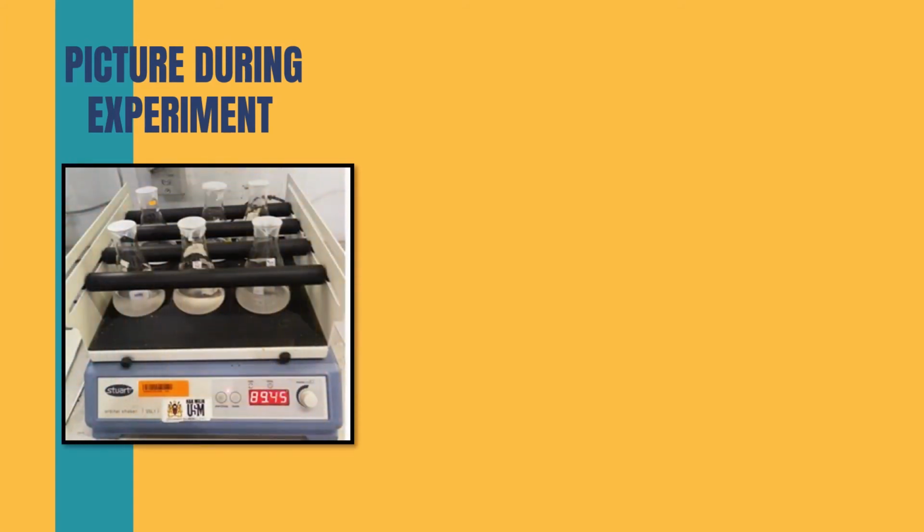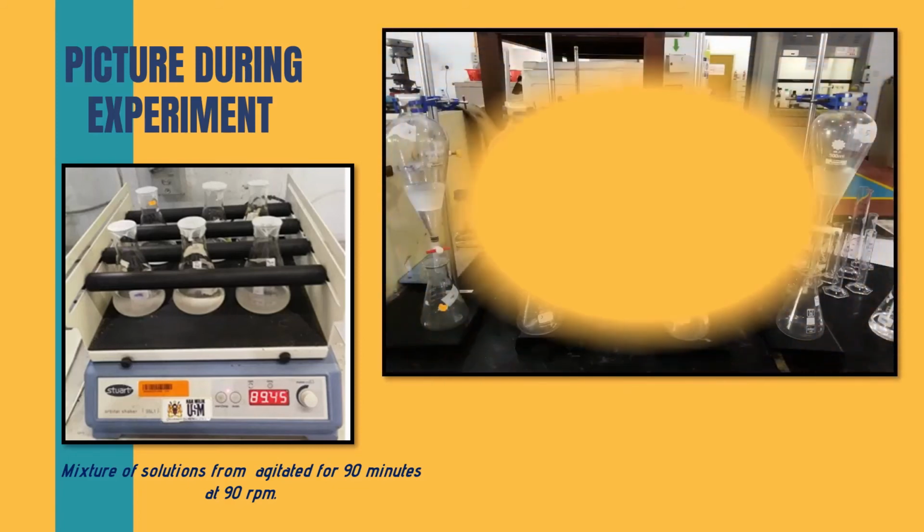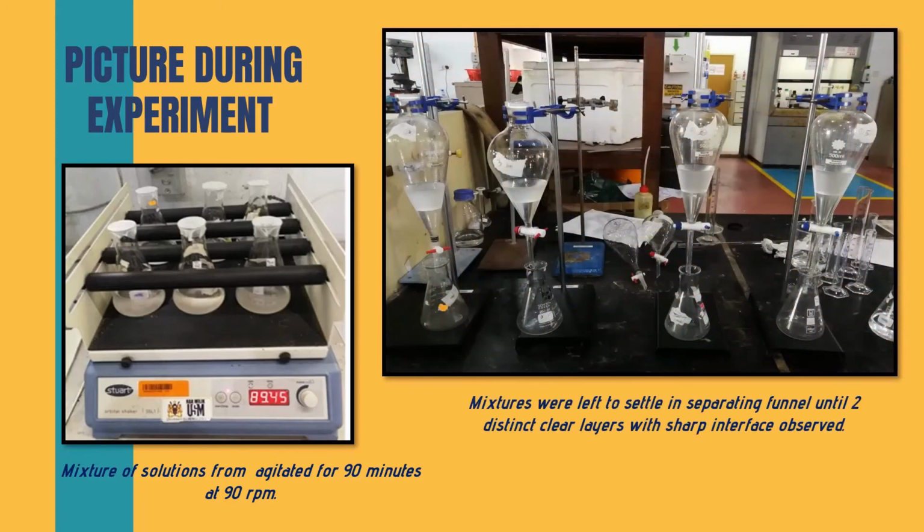This is the picture during our group conducting this experiment. So, the mixture of solution is agitated for 90 minutes at 90 rpm. So this is the mixture we left to settle in the separating funnel until 2 distinct clear layers with a sharp interface were observed.